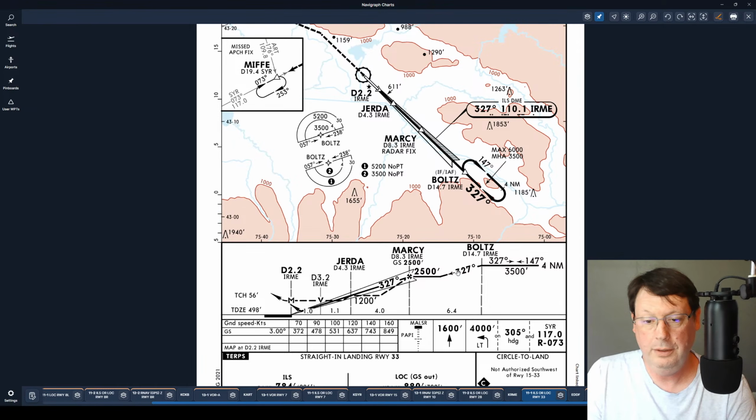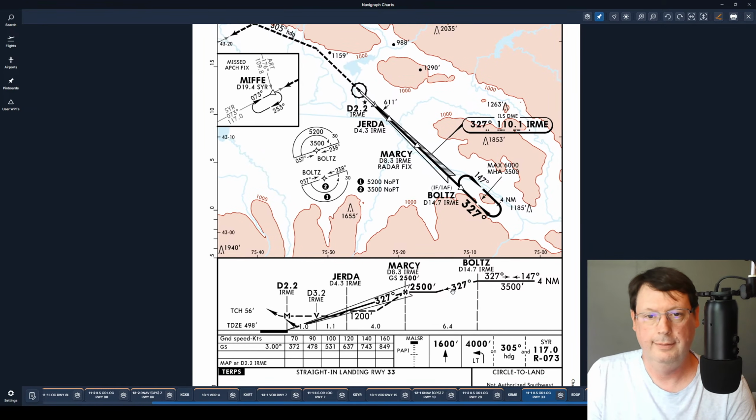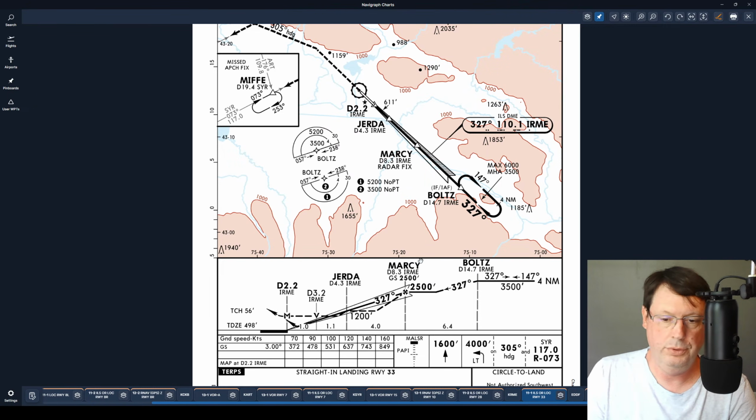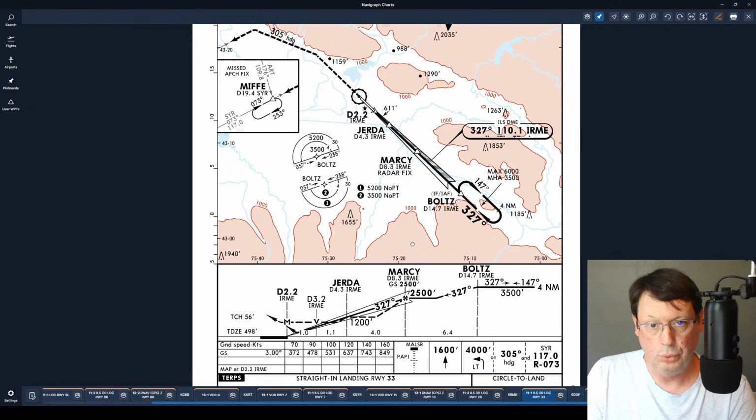So let's say you're trying to do that and you just can't. The airplane's not coming down. You pull the power. It's not coming down. And you hit Marcy at 2,900 feet. That's a missed approach. You're too high. You're not capturing correctly. You have to go missed. So what do you do?